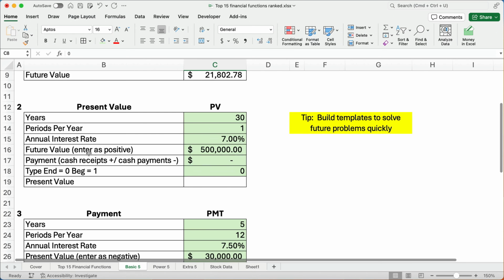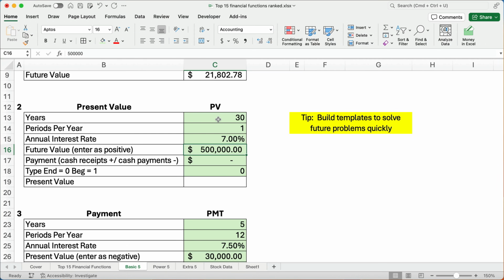So let's do present value. Now, present value is the opposite. Instead of going forward, that's compounding, you're coming to the present, which is called discounting. So let's say we have 30 years. In 30 years, we're going to receive $500,000. And let's do it annually. Let's say the annual interest rate is 8%.